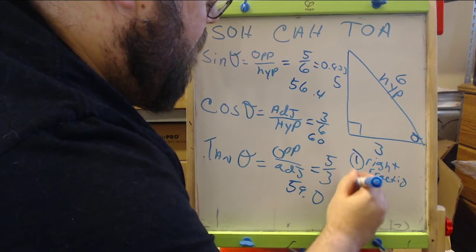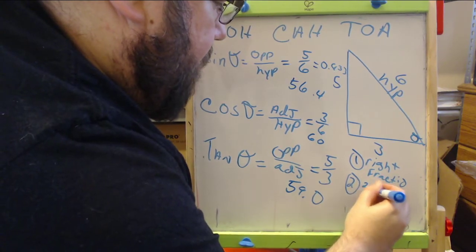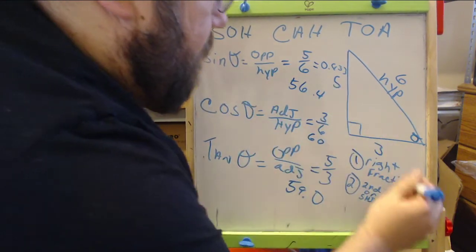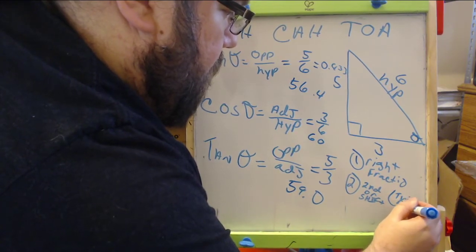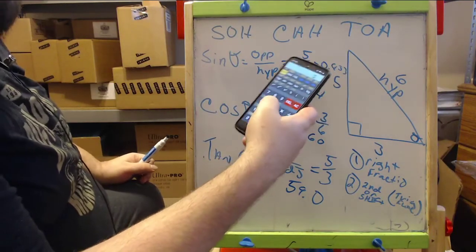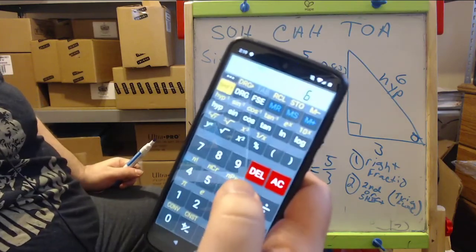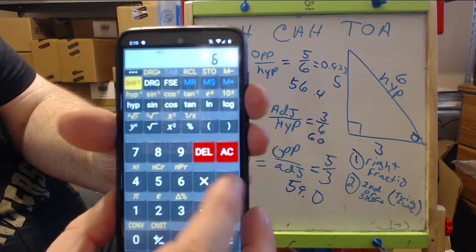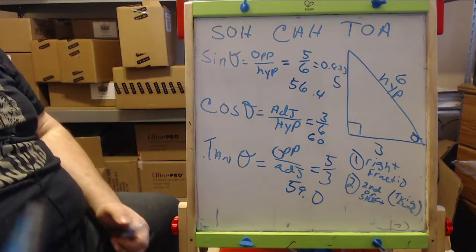To solve for the angle, hit second or shift, depending on your calculator, and then the trig function. Now, it all depends on your calculator. Sometimes you have to do the trig function and then type in the number. But on my calculator, I could take 3 divided by 6, which is going to be 0.5. Hit second, hit cosine, and there's our 60-degree angle.